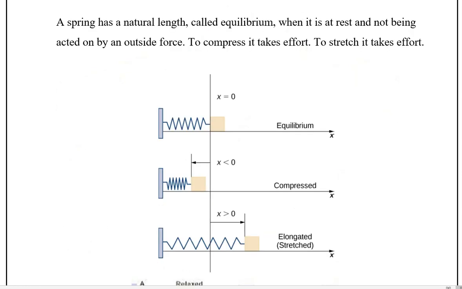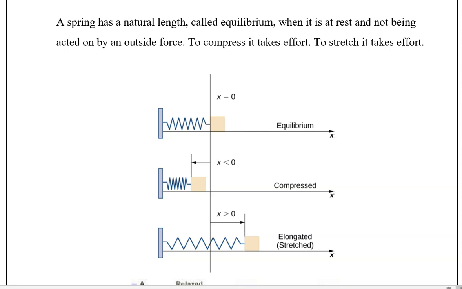Each spring has a natural length called equilibrium. This equilibrium length is when it's at rest and it's not being acted on by an outside force. In other words, it's just sitting there on the table. Nothing's hanging from it, nothing's compressing it, it's just sitting there. That would be the natural length or the equilibrium. To compress it takes effort, to stretch it takes effort. When it's just sitting there, it's at equilibrium or its natural length.